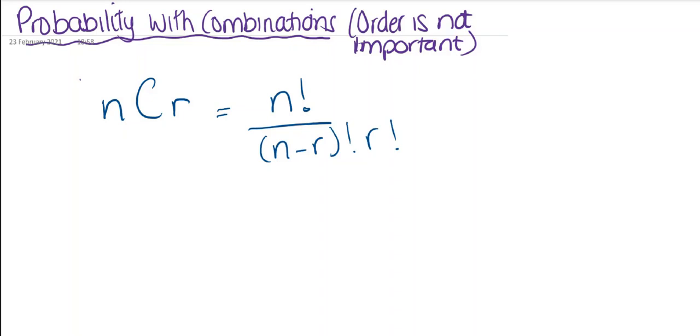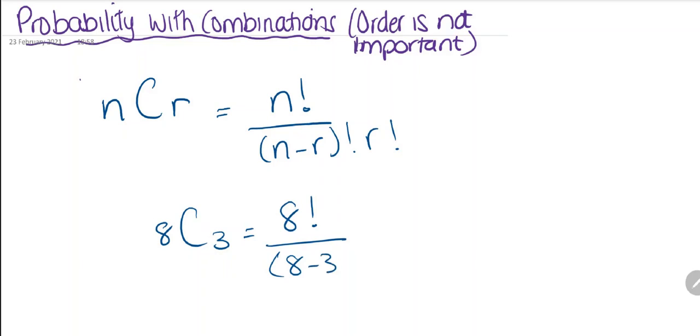So if we had 8 objects, we could say that we have 8 objects and we're going to take 3 at a time. So we would write this as 8 factorial over 8 minus 3 factorial, multiplied by 3 factorial. So this then would become 8 factorial over 5 factorial multiplied by 3 factorial.